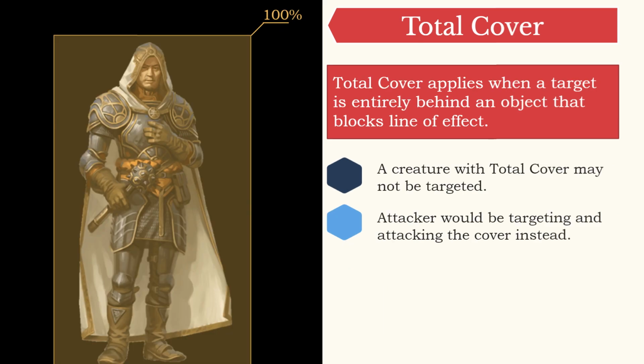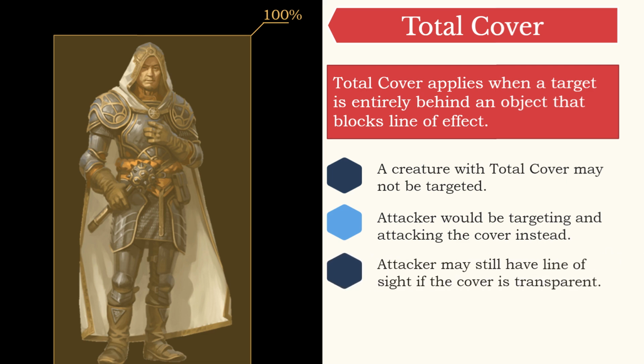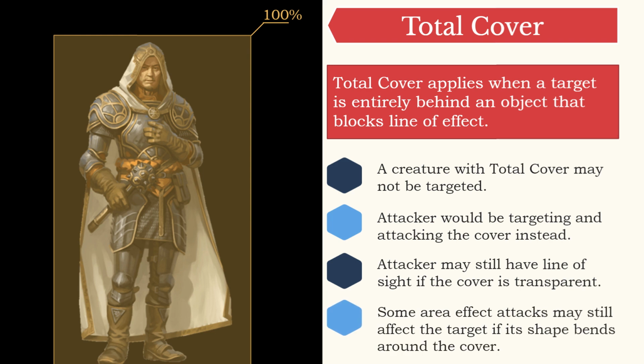If you do not have any line of effect to your target at all, then they have total cover and may not be targeted. For example, there's a solid wall between you and your target. You may still have a line of sight to the target if it's behind a wall that's transparent, a glass window or a magic wall for example, but they will still have total cover and you will not be able to attack them directly. However, some magical effects that attack an area may still be able to work around that obstacle and damage them.